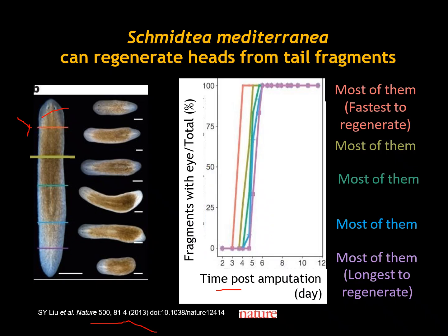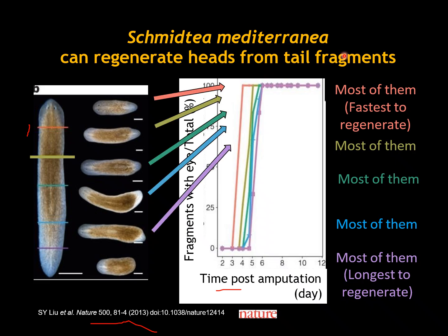And now, they keep doing that with all the rest. So they did that with this one, with this one, with this one, and with this one. And of course, with the purple one, it was the one that took the longest to produce the entire structure. So the idea is that in this species, they can regenerate heads from tail fragments. Now we're going to show you what happened with another species. Here I show you that all of them end up at 100%, so you can see it.